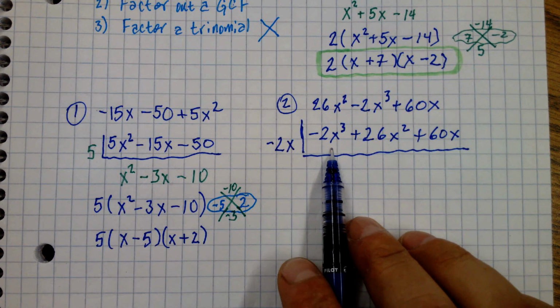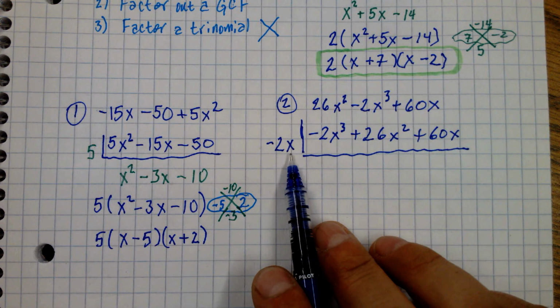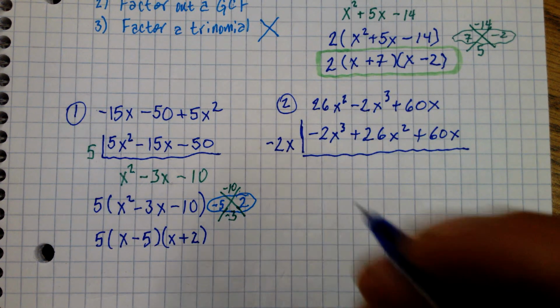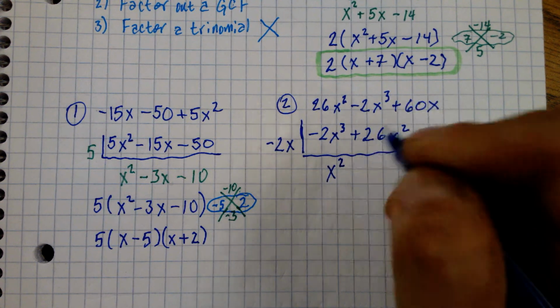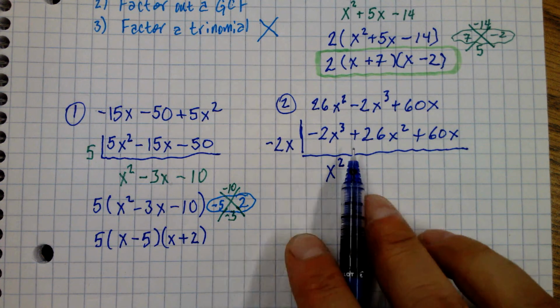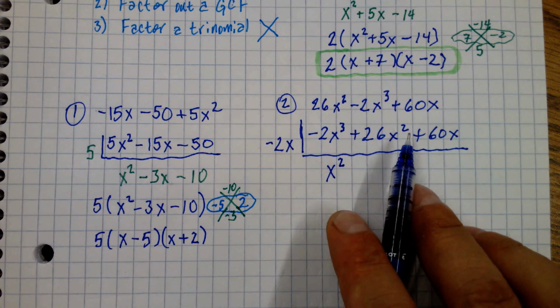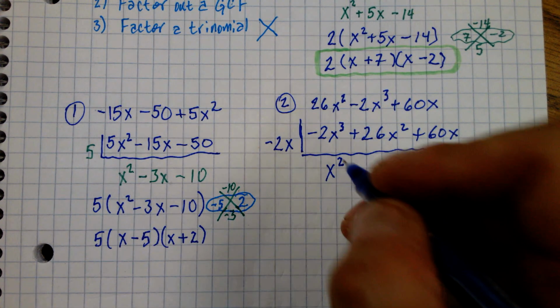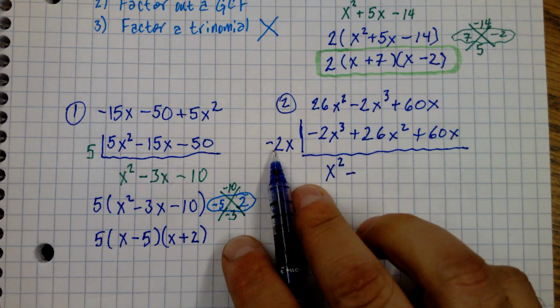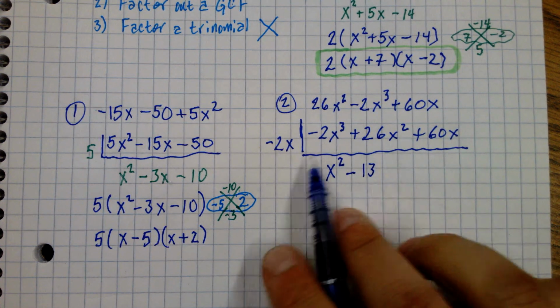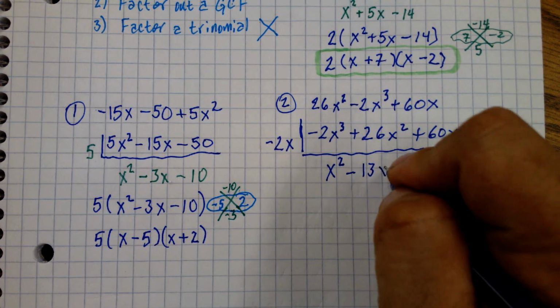So let's do it. If I take out negative 2x here, what do I have? X squared. Yeah, we take one of the x's, so it's now x squared. Divide negative 2x from 26x squared. Well, it's going to go from positive to negative. 26 divided by 2 is 13. X squared divided by x is x.